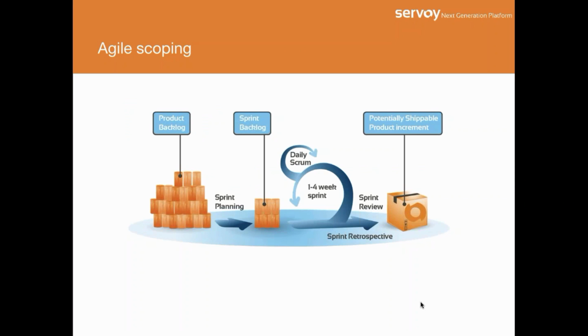Agile scoping, the way we do that, is we scope projects on a really high level, so really big chunks, and it's almost, I think, as accurate as a waterfall method.